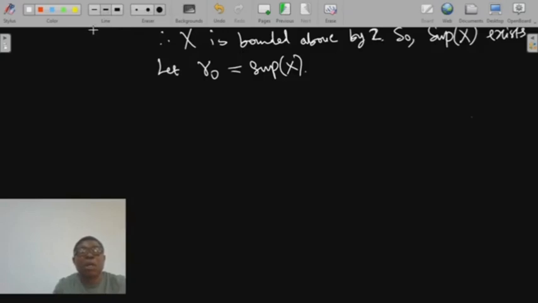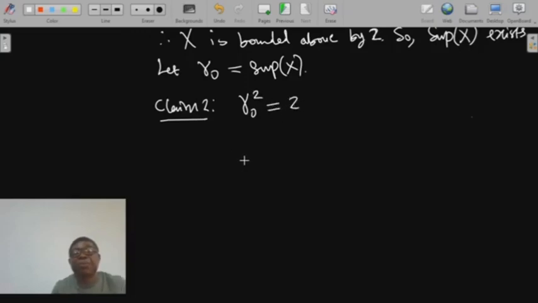So let gamma naught be equal to this. We claim: gamma naught squared is equal to 2. To prove this, we proceed with the proof of claim 2.